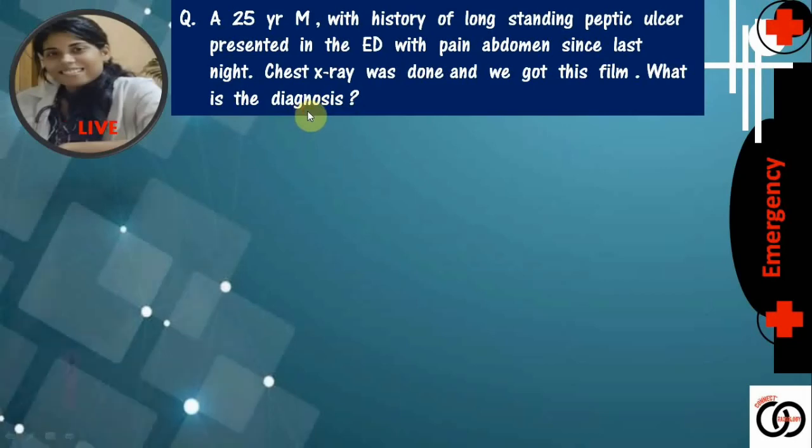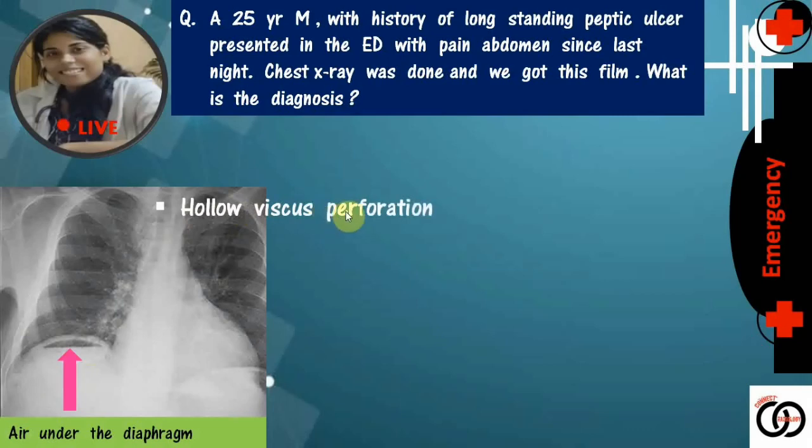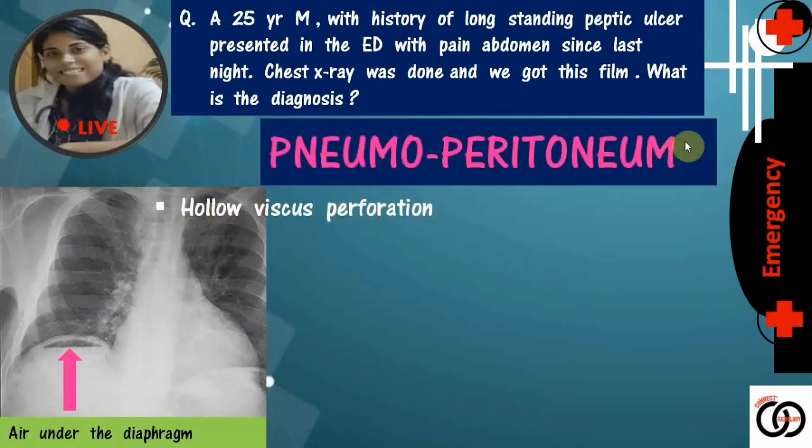See this chest X-ray film. Look for the air under the right dome of the diaphragm. This air has come from the viscus as it has perforated. This is a case of pneumoperitoneum. The best X-ray to look for gas under the diaphragm is chest X-ray erect.